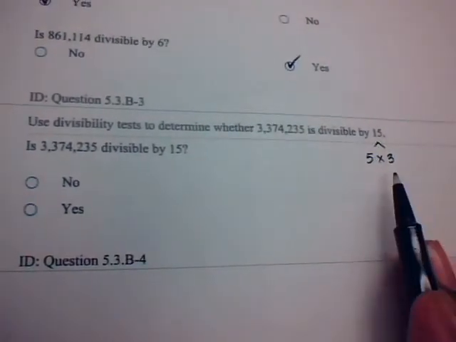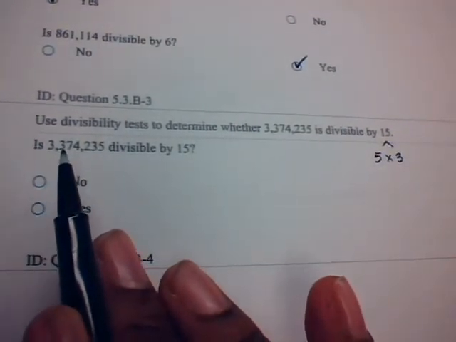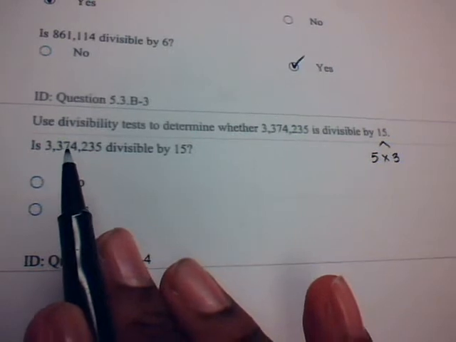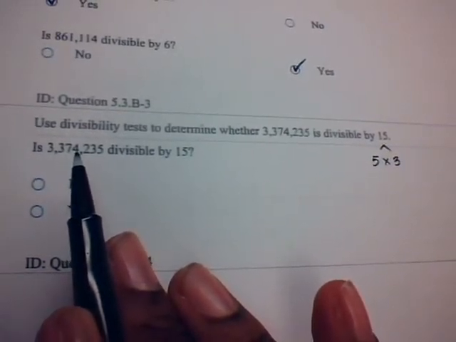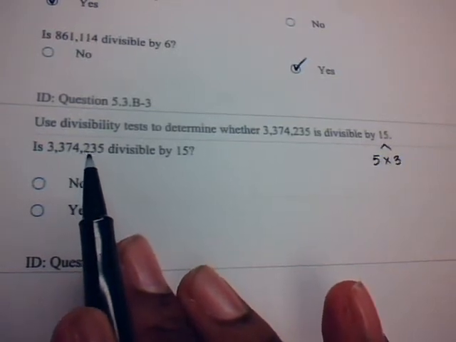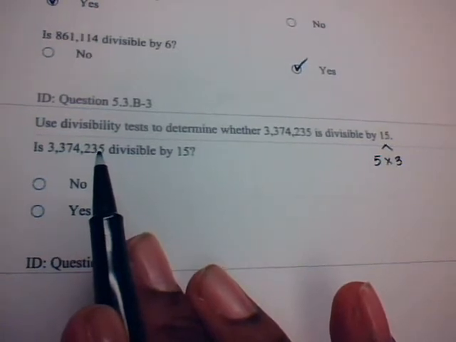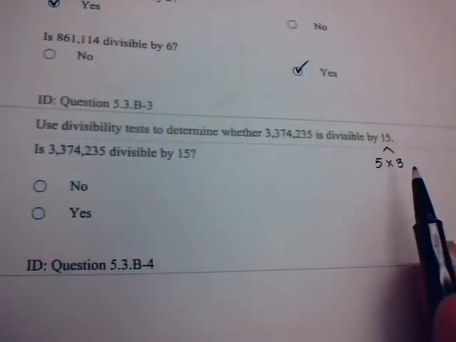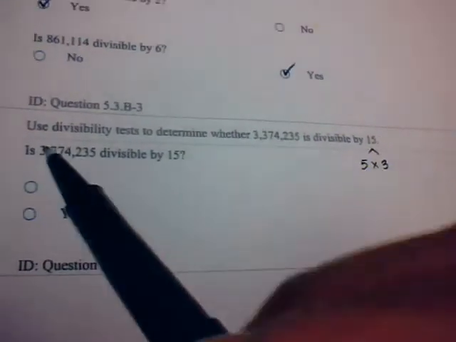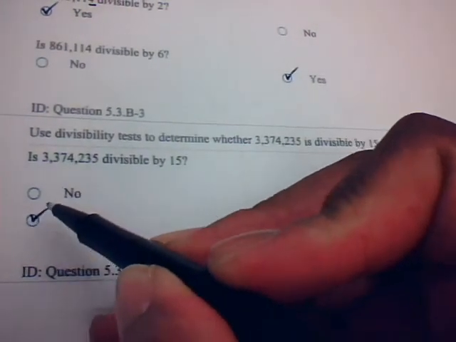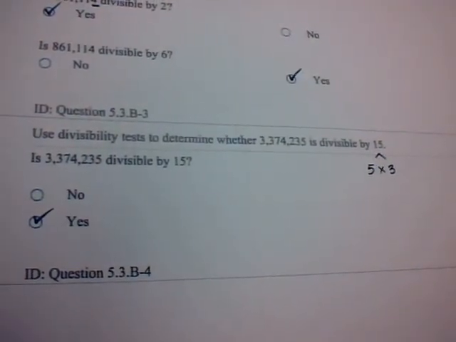But what about for 3? Let's take the sum of the digits in this number. 3 plus 3 is 6. 7 will give you 13. Plus 4 is 17, 19, 22, 27. 27 is divisible by 3. So in this case here, this number, 3,374,235, would be divisible by 15.